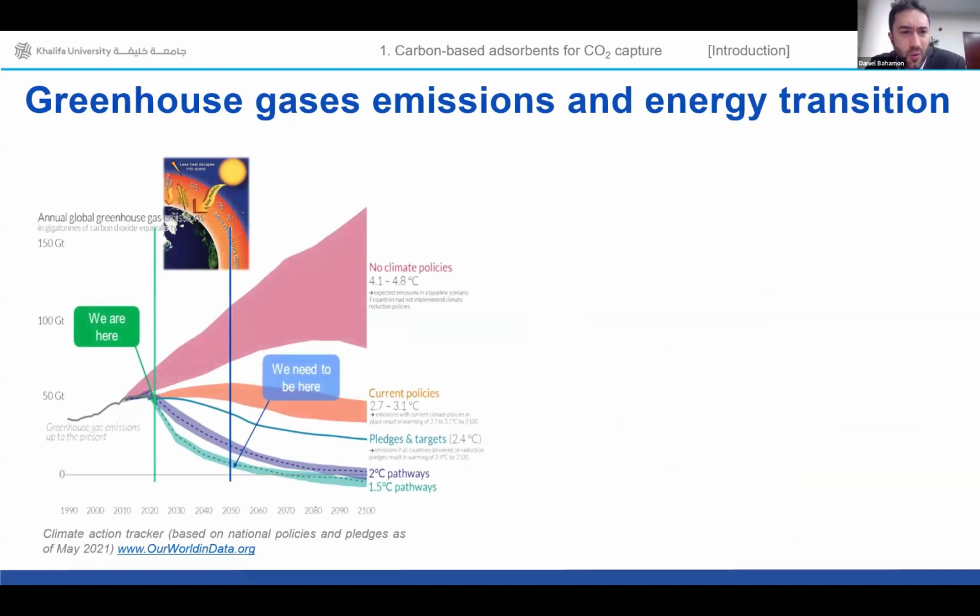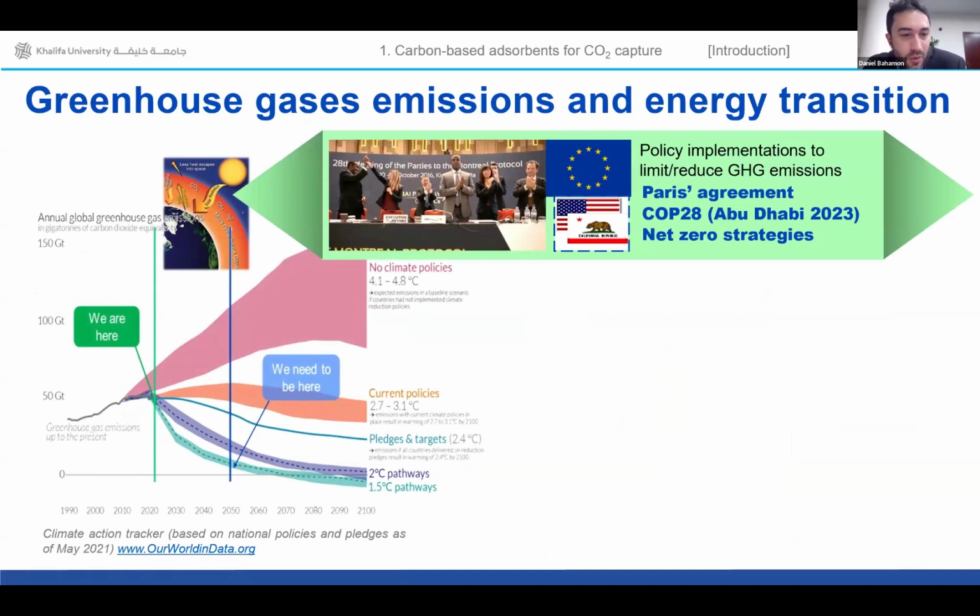As I was mentioning, right now I'm showing here the amount of CO2 that is emitted every year in terms of gigatons of CO2. And basically we are right now on the green line. Of course, there are some policies to try to reduce the amount that is emitted every year. Of course, we have the Paris Agreement, and we're talking about COP28 that took place last year here in Abu Dhabi. The idea is to get net zero strategies in the different industrial countries.